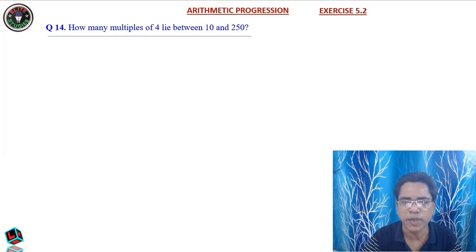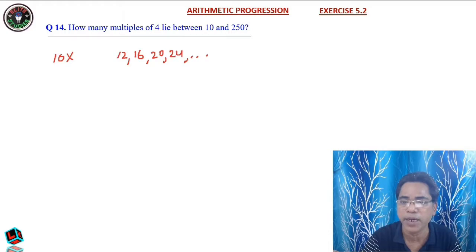Now 10 is not divisible by 4. So the next number which is divisible by 4 is 12, clear? Since these are multiples of 4, these numbers will be divisible by 4. So the next multiple will be 4 threes are 12, 4 fours are 16. Means you go on adding 4. So 16 plus 4 is 20, 20 plus 4 is 24. The series is going like this.